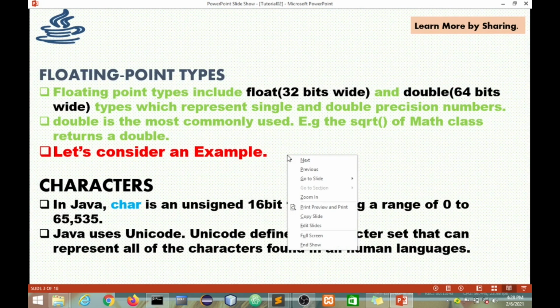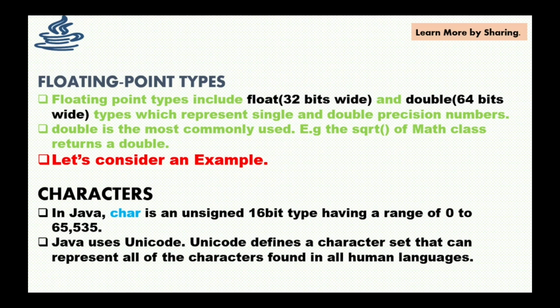Okay, so let us look at the next type, which is the floating type. The float is not an integer. Floating point types include the float, which is 32 bits wide, and the double, which is 64 bits wide. These types represent single and double precision numbers.